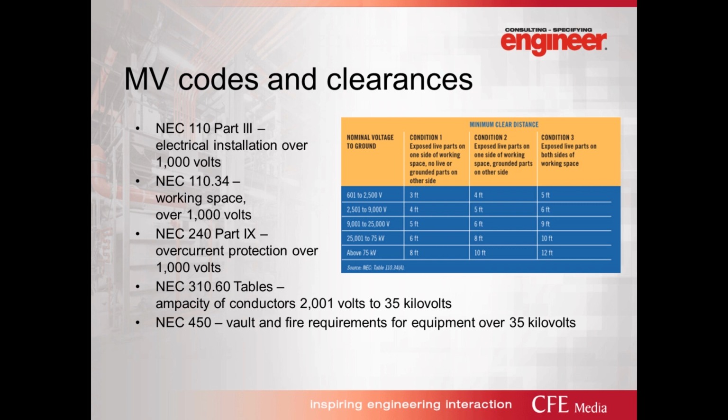And the other one is NEC 450. This really provides the vault and fire requirements for equipment over 35 kV. So that's why when we talk medium voltage in this presentation, we're really talking about 35 kV and under. Once you get over 35, the requirements for fire separation and so forth become pretty substantial. So you tend to see those outdoors, not indoors. And it's either your high voltage or 35. So it's kind of why we focus around the 35 kV.